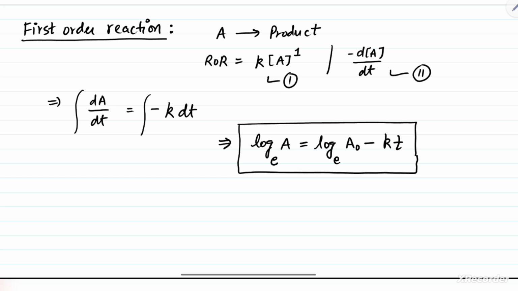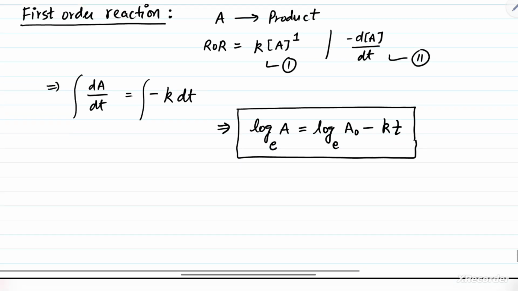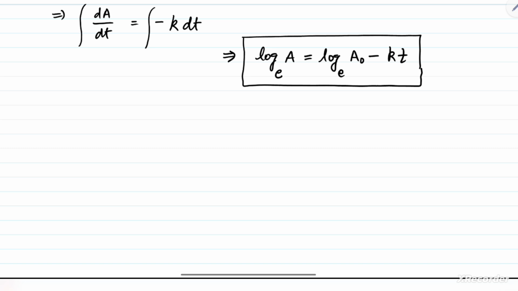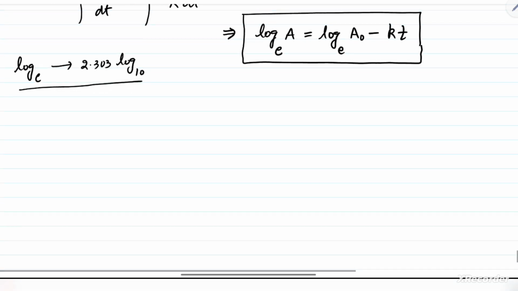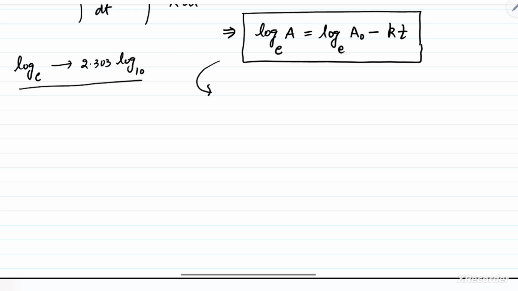Can you compare with zero order? Yes, the same type of equation we get: A is equal to A naught minus kt. So a similar equation we are getting in zero order also, but the only difference is we have the log attached to it. Now when we change log base e to log base 10, we have to multiply by 2.303 in order to convert it to log base 10. So the moment I convert it to log base 10, I need to multiply this entire equation by 2.303.